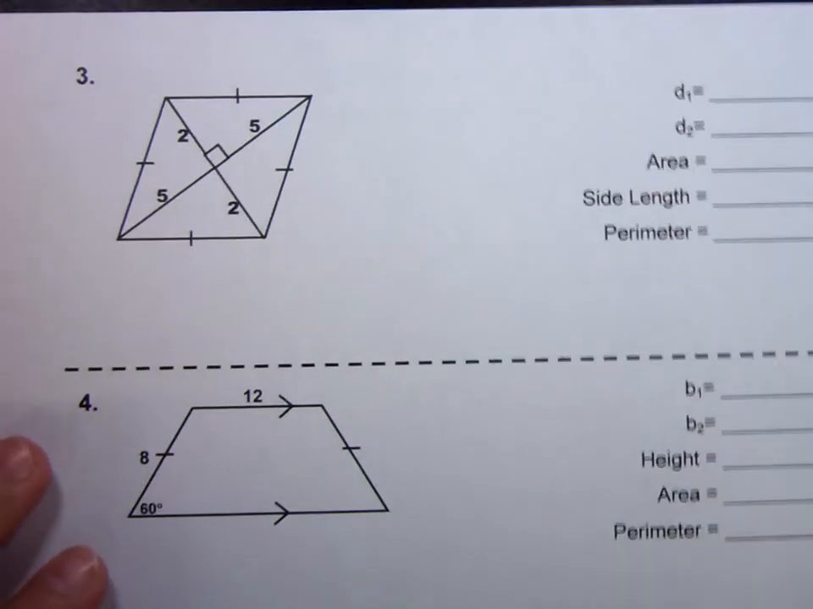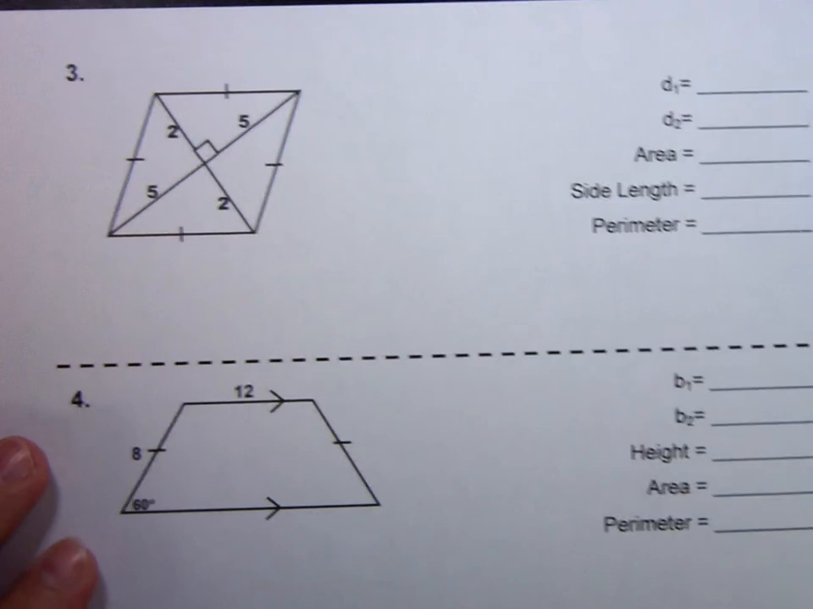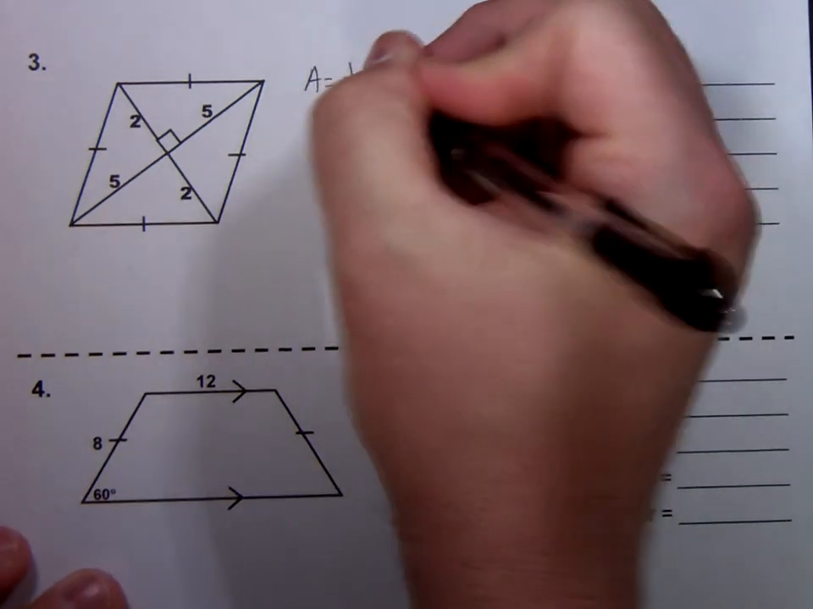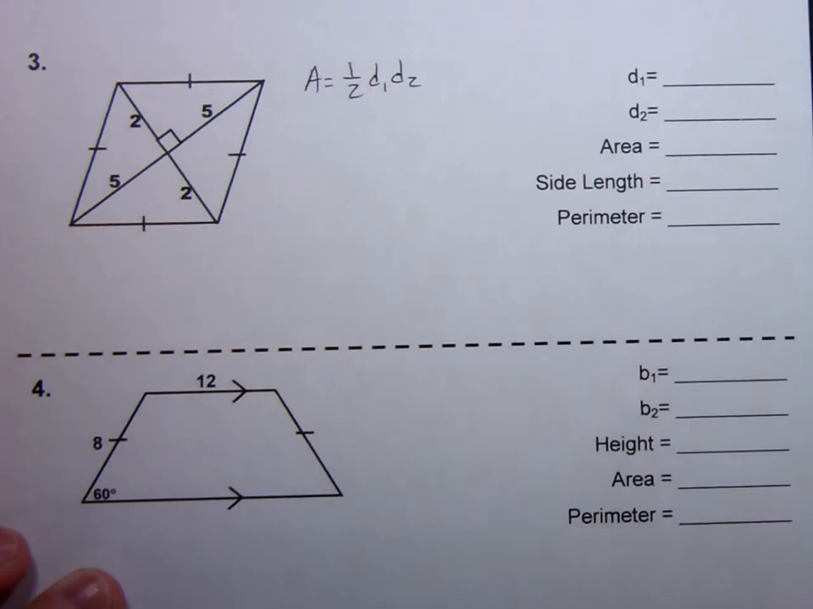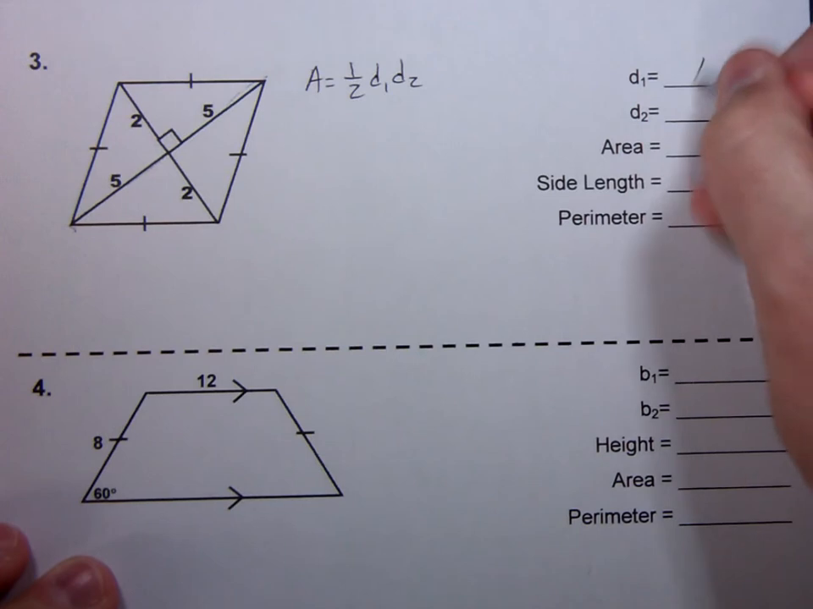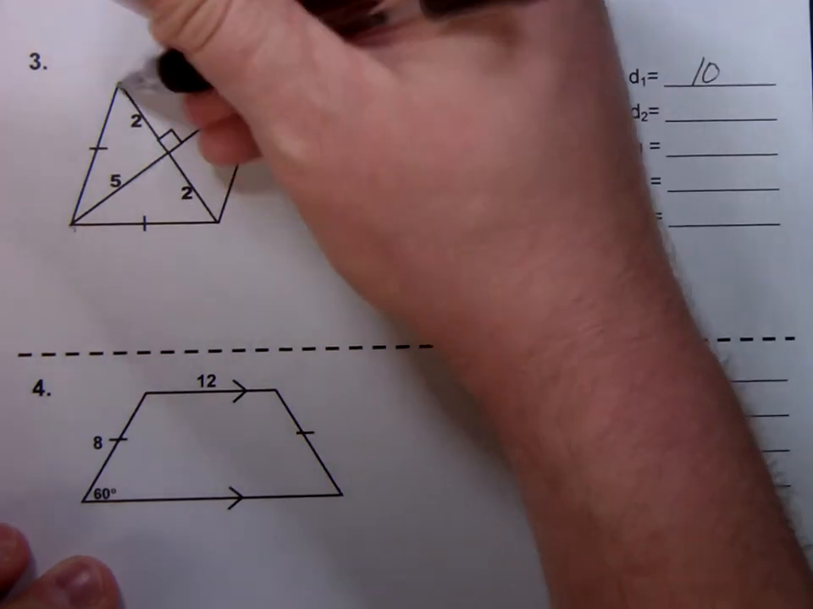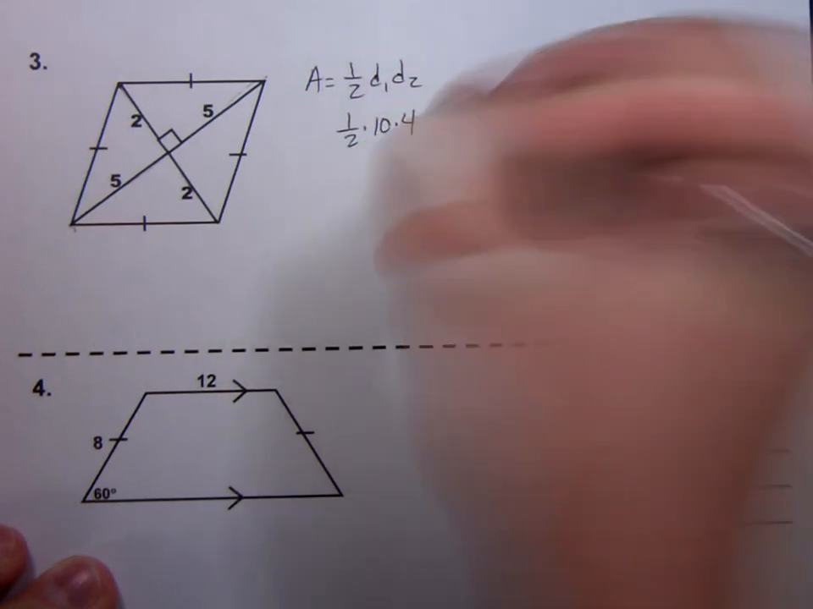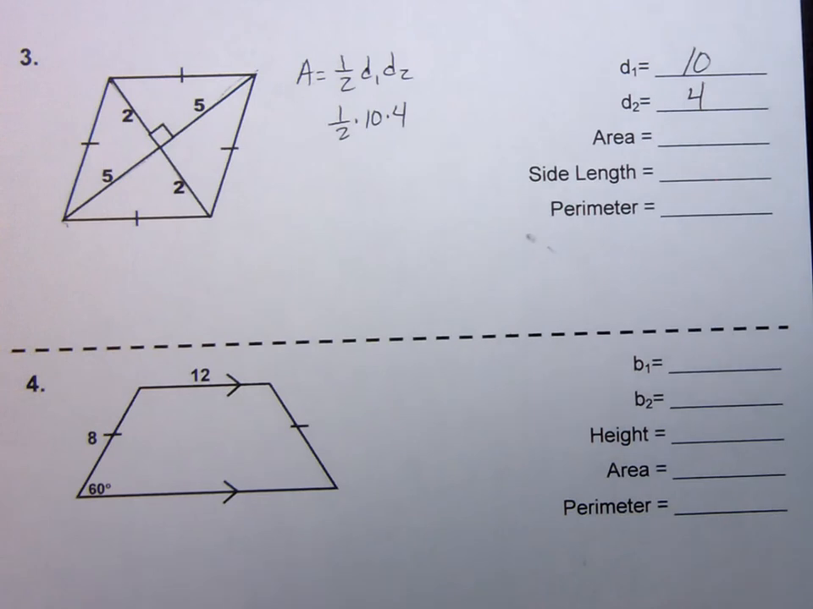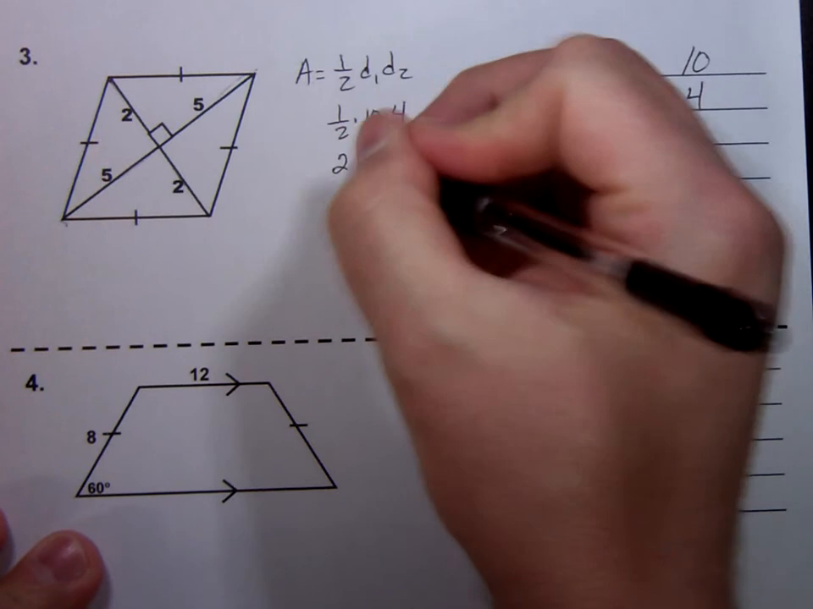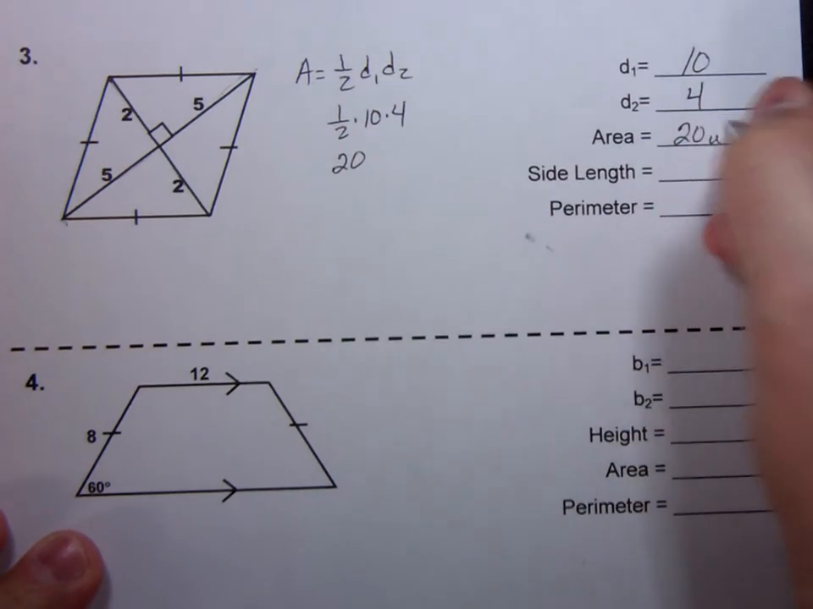Okay, this is a rhombus. Notice all 4 sides are congruent. For a rhombus, we got a couple of different ways you can find the area. One is 1/2 times diagonal 1 times diagonal 2. And we actually have everything we need to find the area here. This diagonal is 10, and this diagonal is 4, 2 plus 2. So we have both diagonals. You just plug the numbers in, 1/2 times 10 times 4, and you should get 20. So the area is 20 units squared.